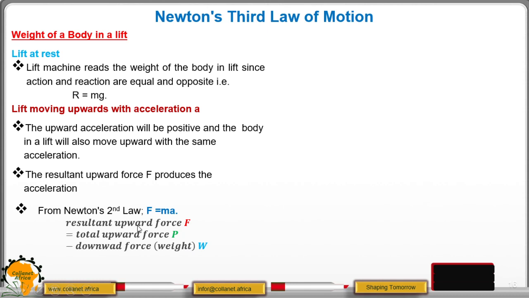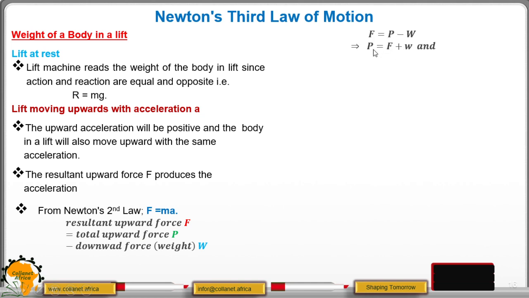Remember, whenever we want to get the resultant force, we add as if we are adding vectors, because weight is also a vector quantity. So in other words, we consider the direction, which implies that if the force moving upward is taken as positive, then the downward force will be negative. So our resultant F will be P minus W.